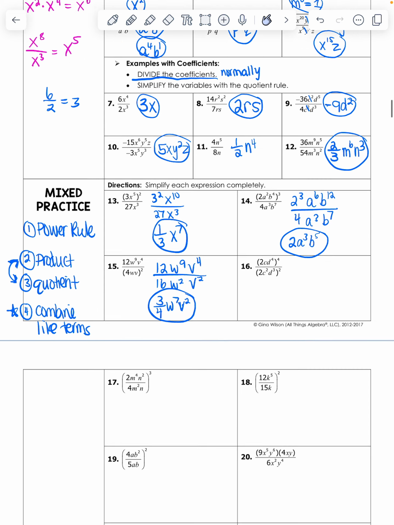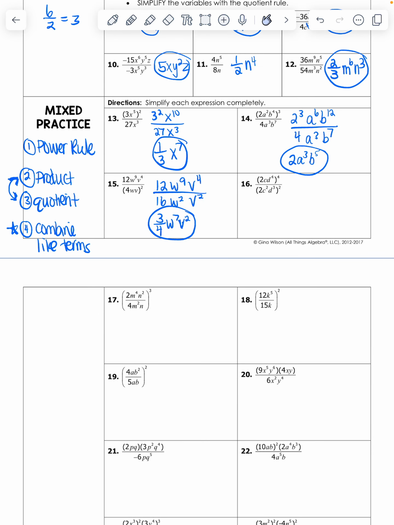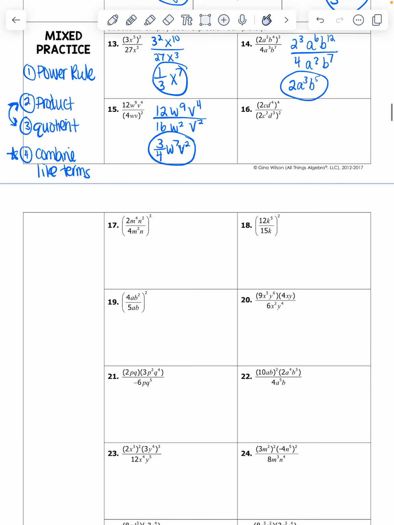I'm just going to skip some practice problems so that we can see some different types. Number 17, if we have an entire fraction being raised to a power, I think we saw these problems before. Basically, every single thing inside here is going to get the new power of 3.